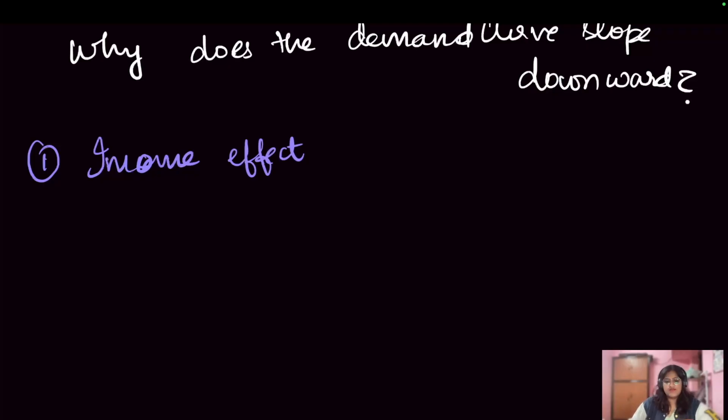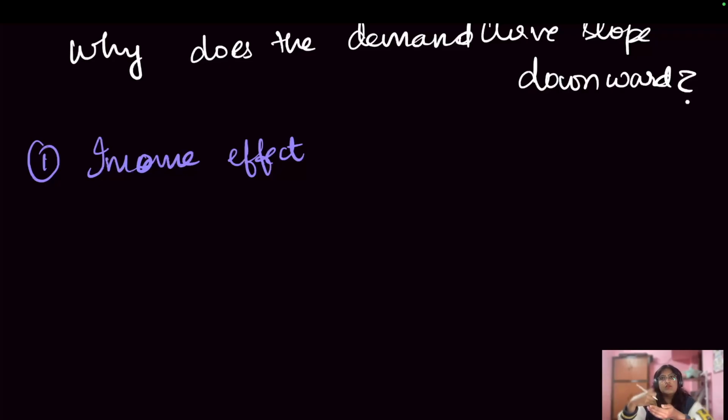So what is the income effect? When the price of something you regularly buy, for example a pizza, drops, you suddenly have more real income. Suppose your income is 5,000 rupees, and the pizza you bought for 500 rupees becomes 300. So now your real income, that is the amount you have in your hand, has increased by 200 rupees, or your purchasing power has increased.